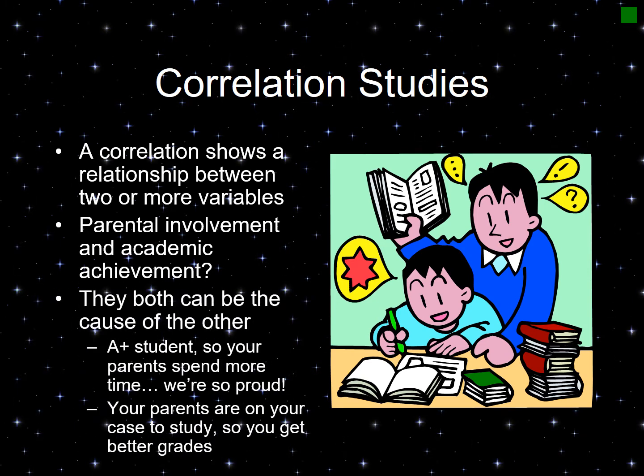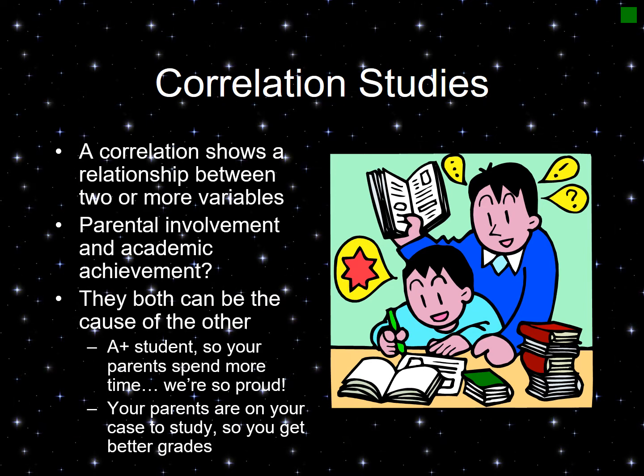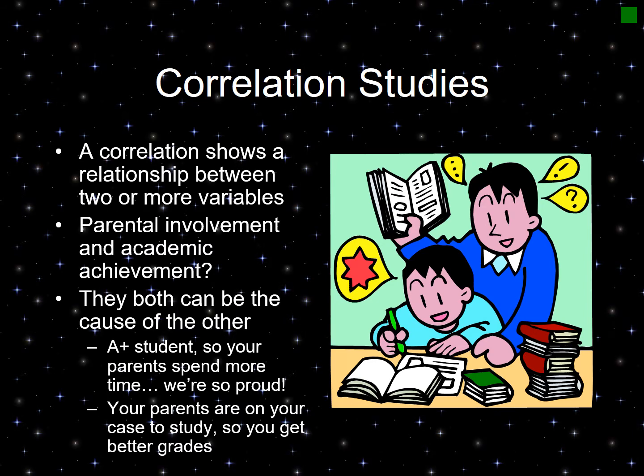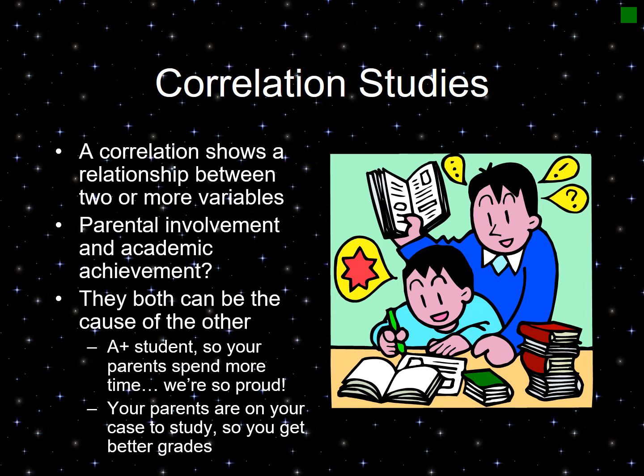So they can both be the cause of the other. Let's say you have an A+ student. Do you have an A+ student because your parents are more involved with you, because they're so proud of you, and because they spend time with you, you get that A+? Or is it because you're smart and you get that A+, so then that's why they're proud of you, and then they spend more time with you?